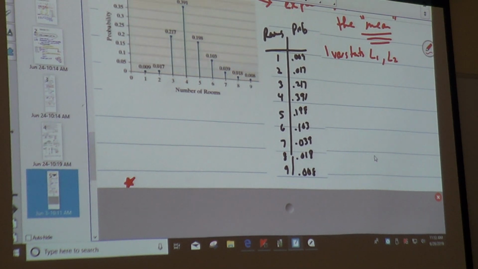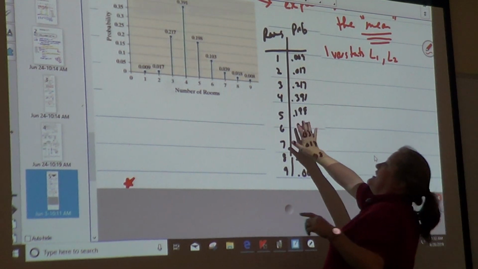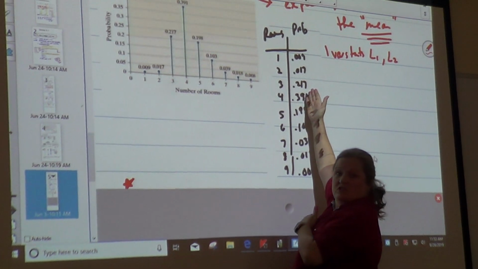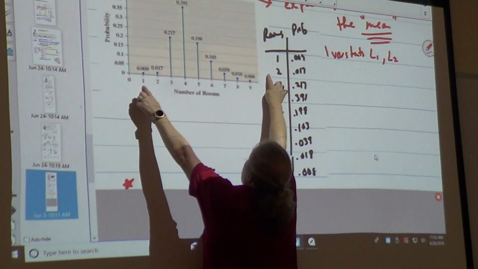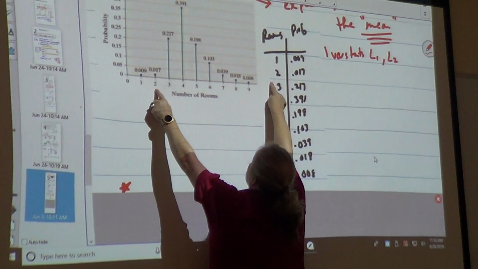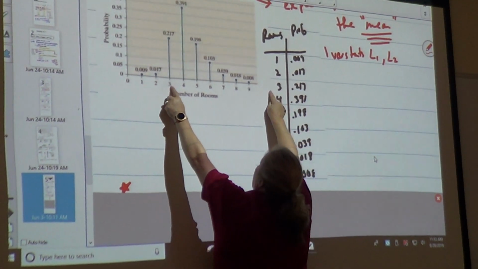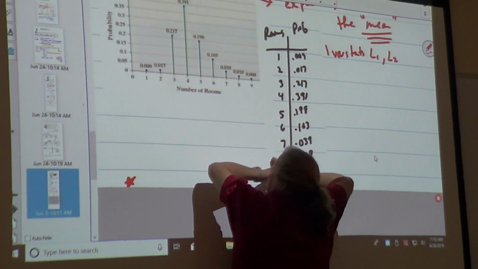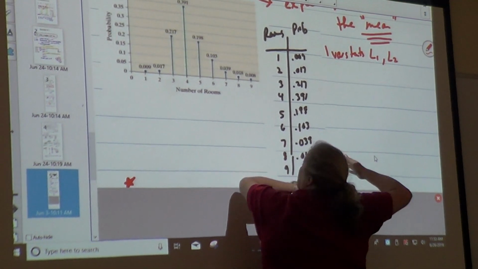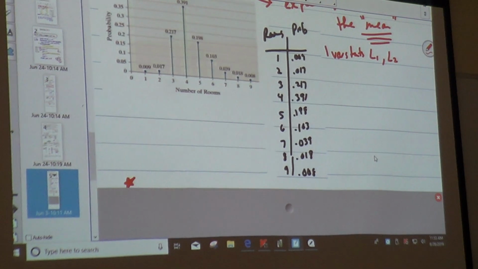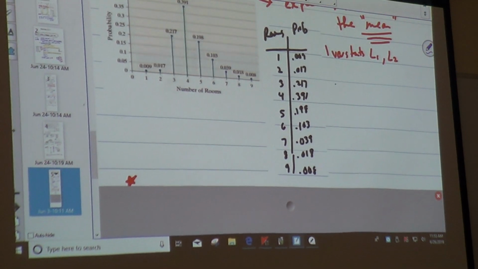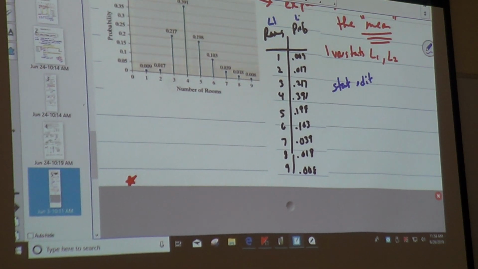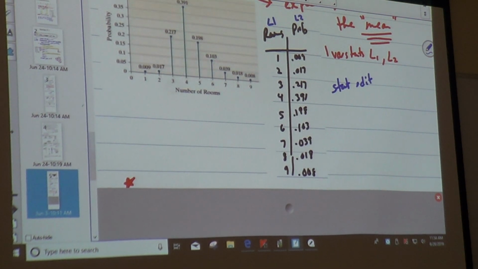I would take that graph and turn it into this so that I can easily see what is my L1, what is my L2. So at 1, I'm a .009. At 2, I'm a .017. At 3, I'm a .217. So that I can easily see what is my L1, what is my L2. And I am going to do stat edit. This is going to be my L1, this is going to be my L2.